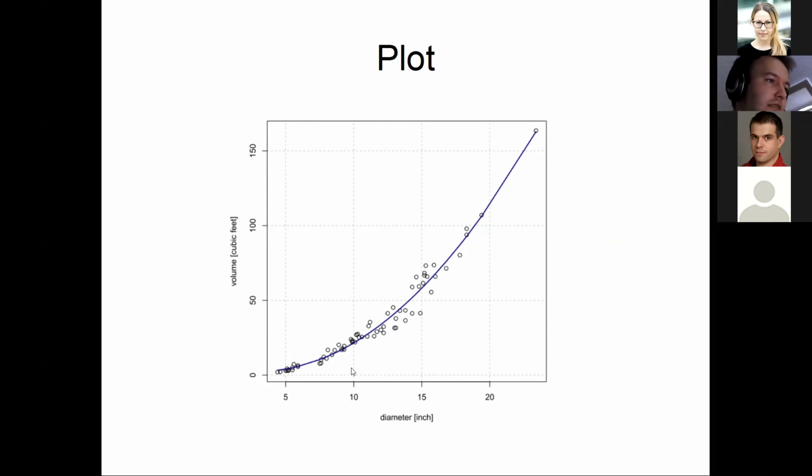And again, as in the situation before, we might be very good at predicting volume from diameter. For example, if we look at a diameter of 10 inches, let me just go to the fit and then to the y-axis. So yeah, we might predict a volume of 20 cubic feet.